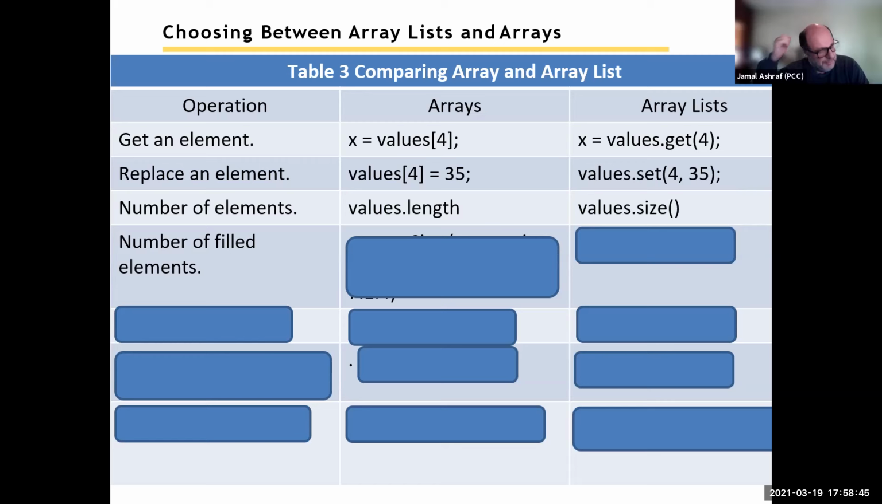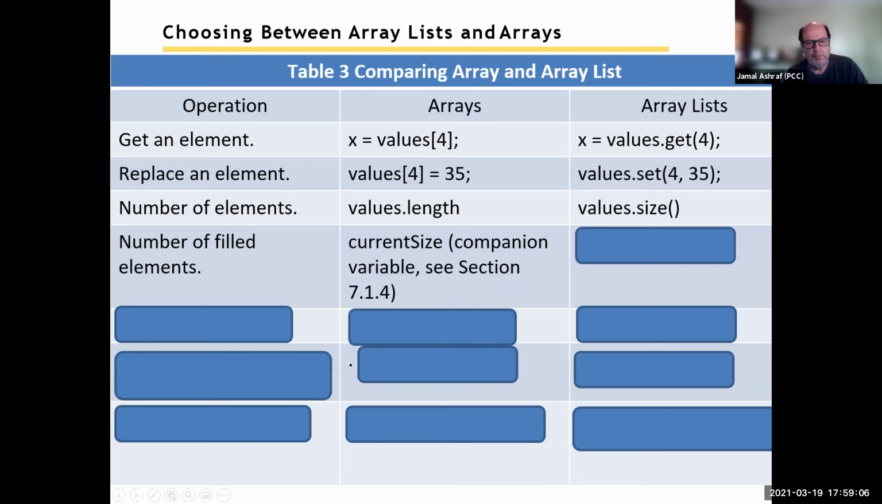Number of filled elements. So remember, if you have arrays, there is a partially filled array. So you may not have elements in all of your array. So if it's partially filled, what do we do? We're using the current size. Can we have a partially filled array list? No. So it's just going to be the size.